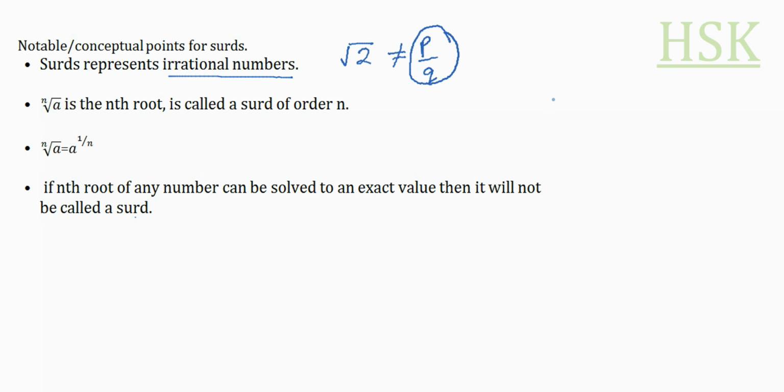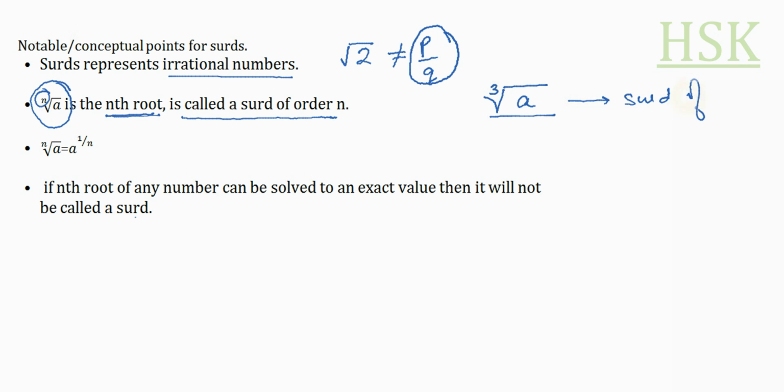Now this value is written like this: a radical sign, and we place n here. This is known as the nth root and is called the surd of order n. So this is the cube root of a, and it is the surd of order 3.